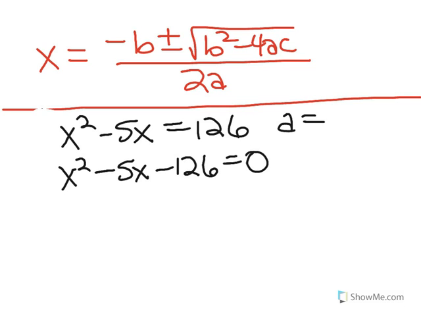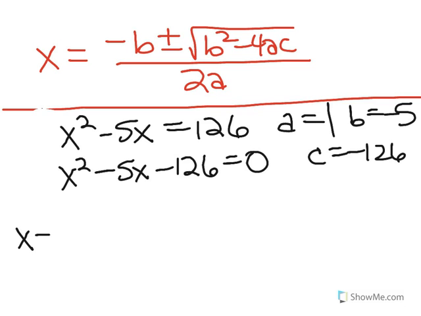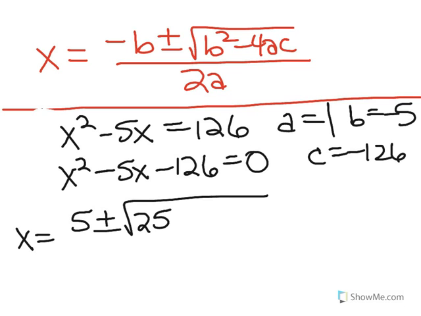A will be the coefficient of x squared, which is 1. B will be negative 5, the coefficient of x. And C is the constant, which is negative 126. So for our answer, x equals the opposite of b. B is negative 5. The opposite of negative 5 is positive 5. Plus or minus the square root of the square of b. The square of negative 5 is positive 25. Minus 4ac, so minus 4 times 1 times negative 126.